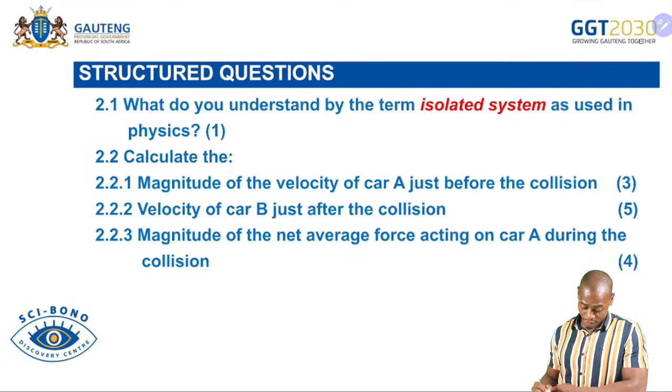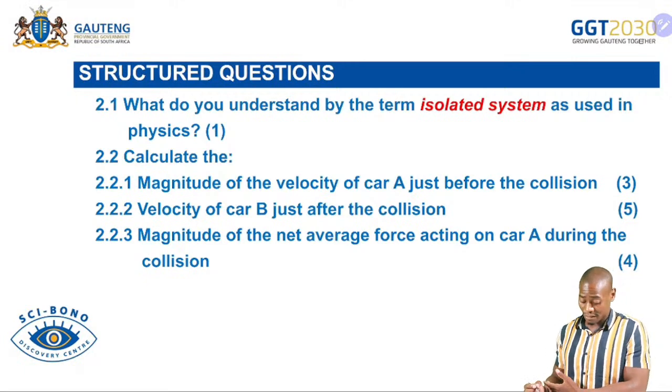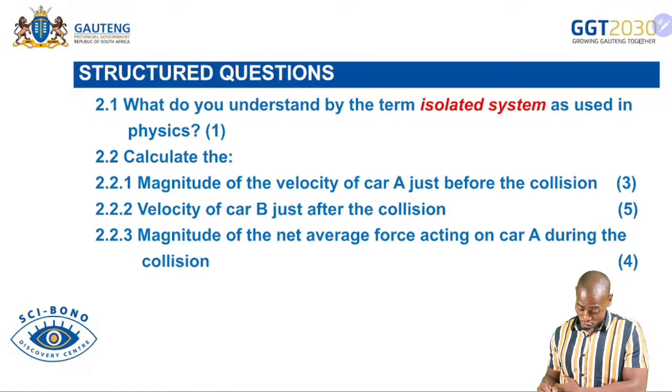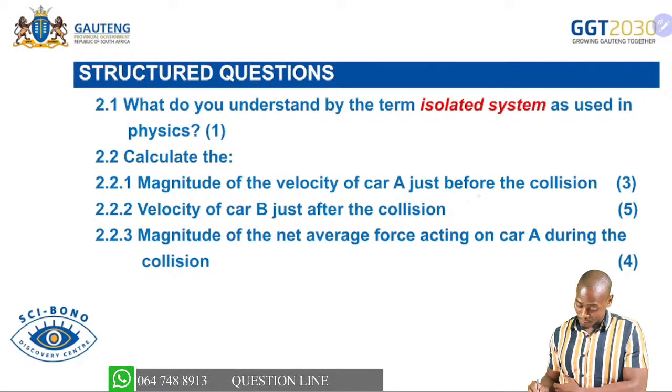Okay, these are the questions. What do you understand by the term isolated system? By now you know that an isolated system is a system where the net external force is equal to 0. Calculate the magnitude of the velocity of car A just before the collision.